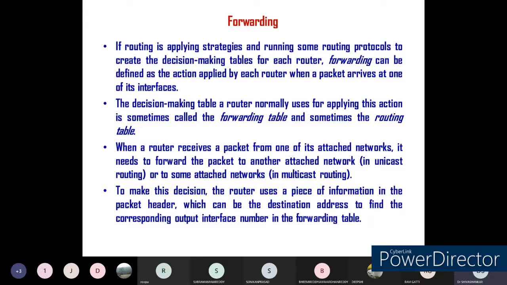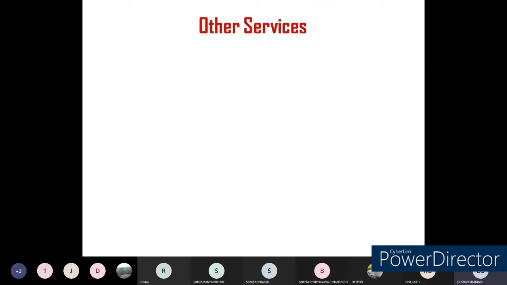To make this decision, the router uses a piece of information in the packet header, which can be the destination address, to find the corresponding output interface number in the forwarding table. In the forwarding technique, the destination to which the packet has to be delivered should be available. That is called the destination address in the packet header.